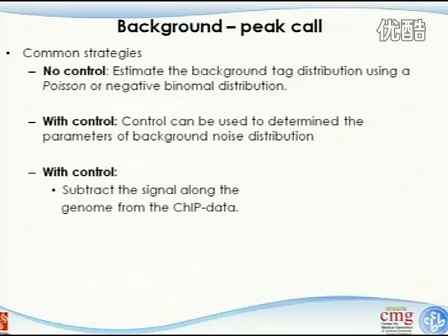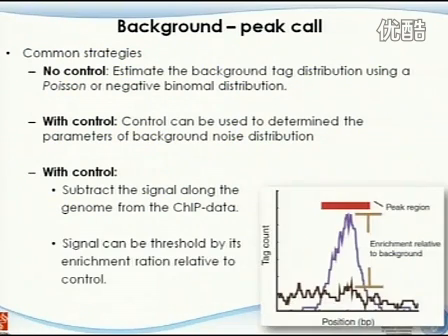And the third one is with control. With control is a subtract. So you got MCF7 versus MCF7 treated with E2, two conditions. Now the strategy people may take is just to subtract the signal along the genome from ChIP-seq data, so using the E2 induced one minus the signals in the control samples, and that potentially can work. And the signals can be thresholded by its enrichment ratio relative to control.